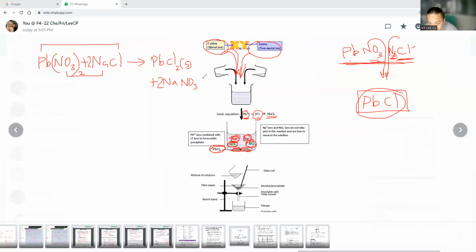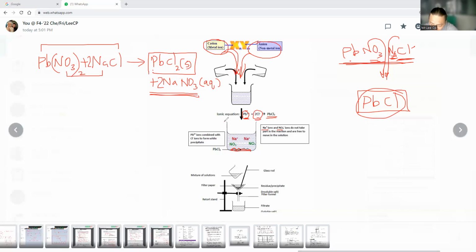This one is aqueous, AQ. Aqueous means it is soluble. So you have something that is not soluble, and this, something that is soluble. So it is liquid here, and this one is the salt, the precipitate here. The one that formed is PbCl2. So you got some precipitate there, 沉淀物, right? So Na and NO3 ions do not take part in the reaction and are free to move in the solution.